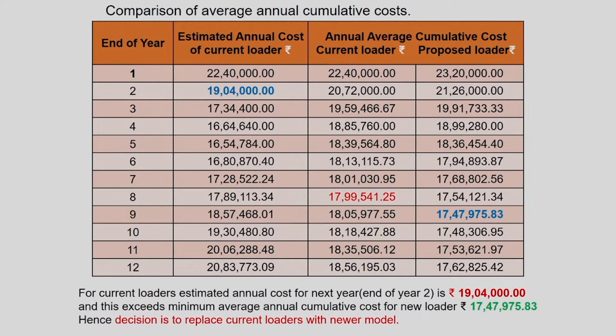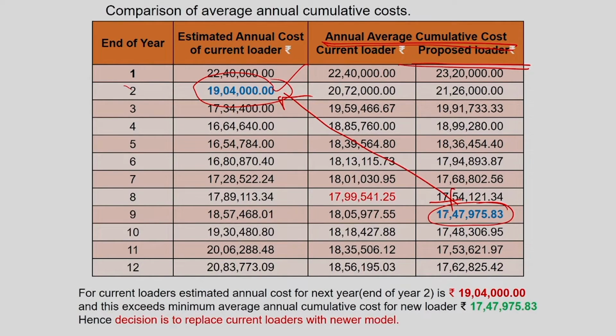So, now let us compare. As per Dr. James Douglas guideline, the estimated annual cost of the machine for the next year. So, next year is nothing but, because the loaders are already 1 year old. The current loader is 1 year old. So, we are finding the estimated annual cost for the second year. Second year the value is 19,04,000. Okay. You compare it with the minimum average annual cumulative cost of the proposed loader. For the proposed loader, the minimum average annual cumulative cost is 17,47,975. You compare this and this.